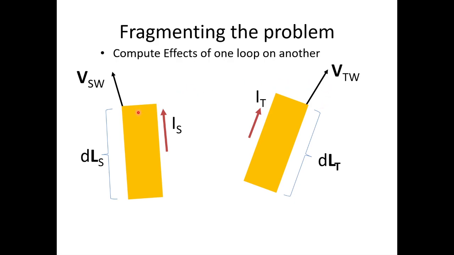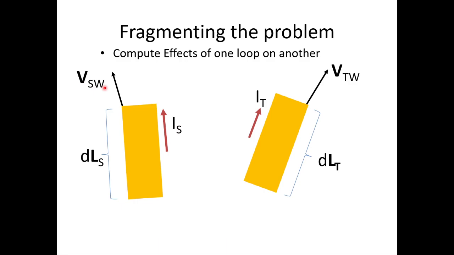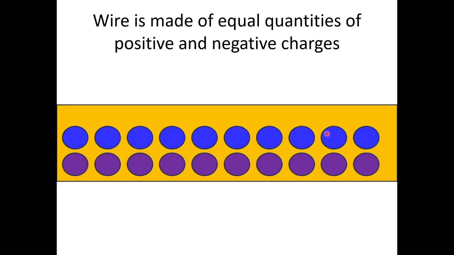So what we're going to do, we're going to show everything as a little target fragment. This is the differential length of the source fragment. This is the current in the source fragment. And this is the velocity of the source wire. This is the entire structure. But since right now we're just talking about everything moving together, that's going to be the velocity of an individual fragment. Okay, this is the differential length of the target. Again, it has a current, and it may or may not have a current depending on the situation. Okay, and this is the velocity of the target wire fragment.